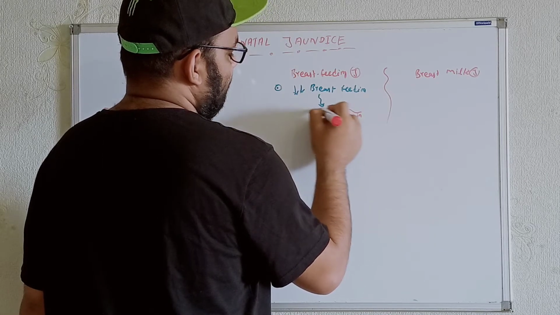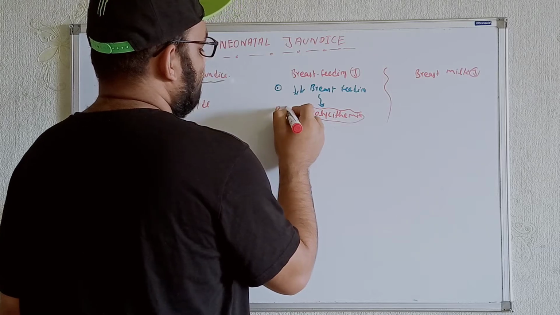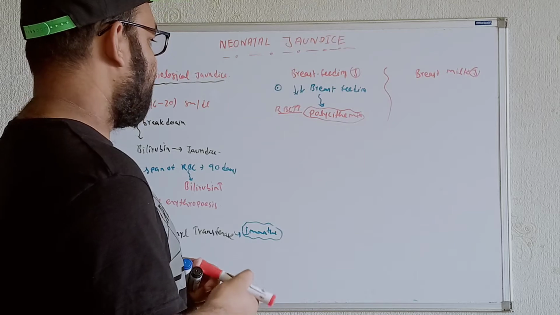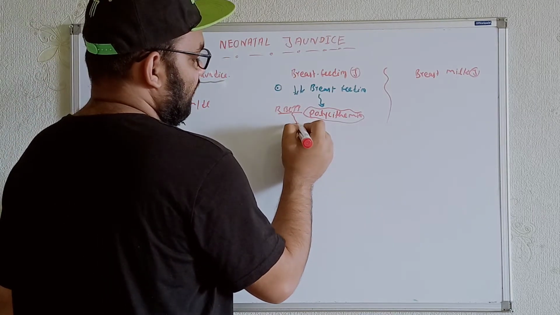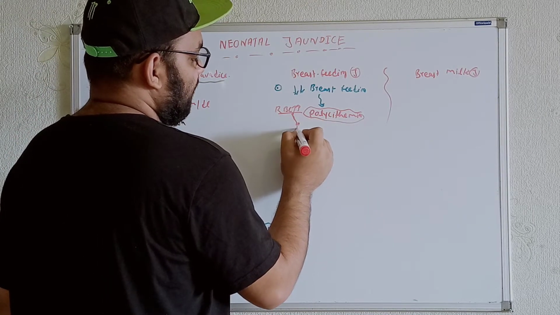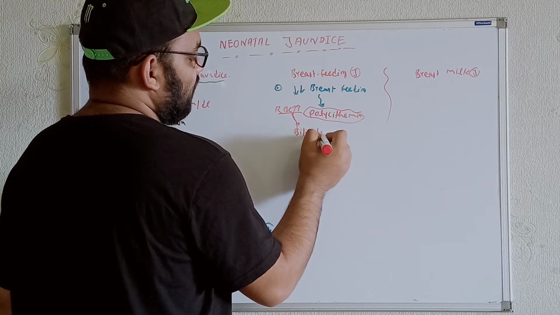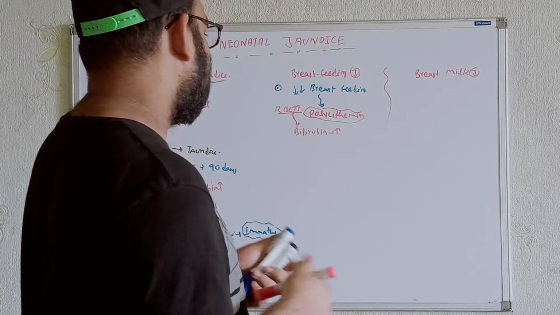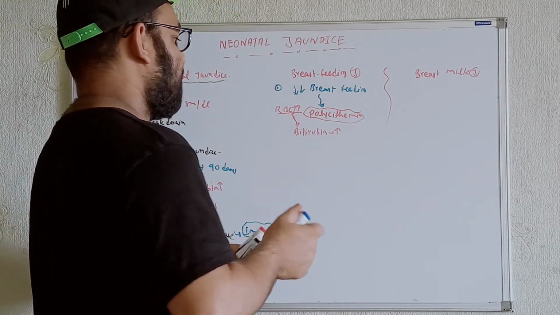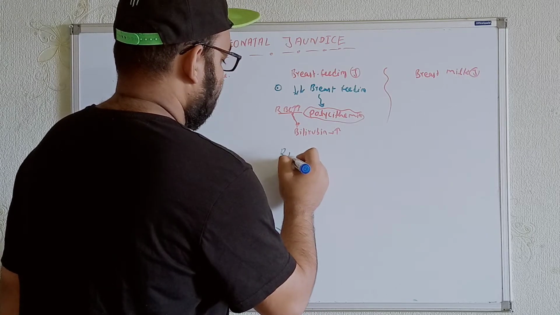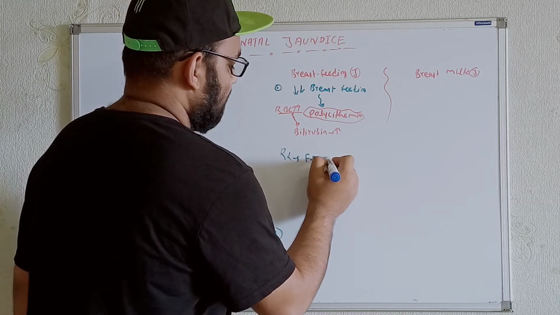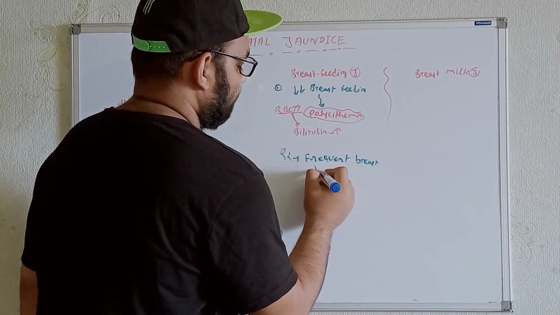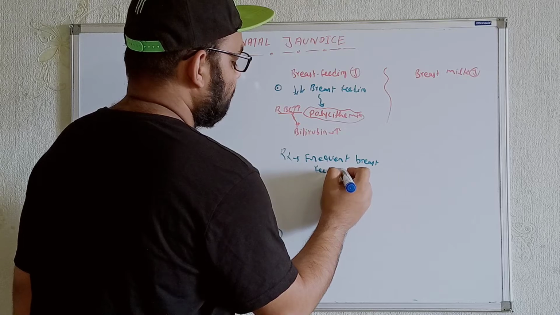Whenever we get polycythemia, the RBC mass, the number of RBCs, will be much more. With more RBCs, there is a greater chance of getting more bilirubin. Whenever we get more bilirubin, that will develop jaundice. So in these cases we can get jaundice. Now what will be the treatment? We are supposed to advise the mother to do frequent breastfeeding.